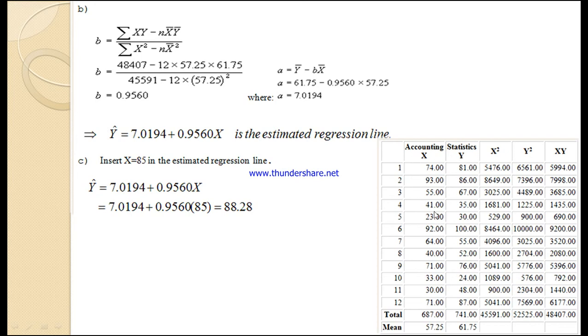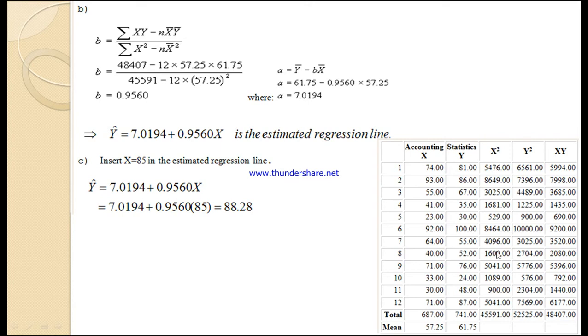You are given this data. Therefore, B is equal to the sum of xy. Here, this is the xy column, and the total of this column shows the figure of 48,407. Therefore, we take this figure, minus n, I mean to say 12, times x bar, or the mean of the x variable, which is 57.25, times y bar, or the mean of the y variable, which is 61.75, all over the sum of x square.